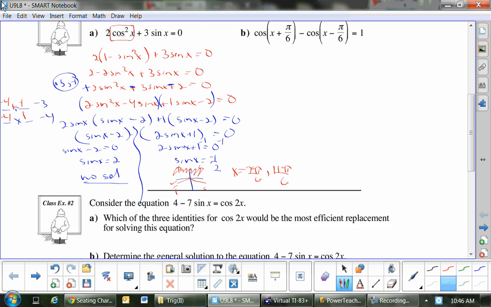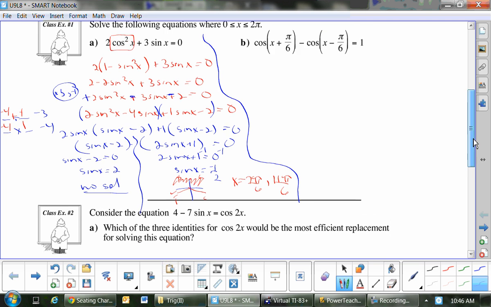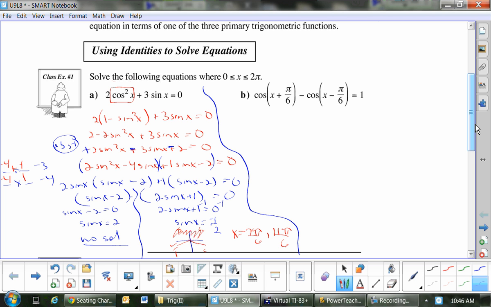Now B. The thing about B is that you want to go look at your identities, and is there a cos something minus cos something in your identities? What are we going to do here? Is there a cos A plus B identity?